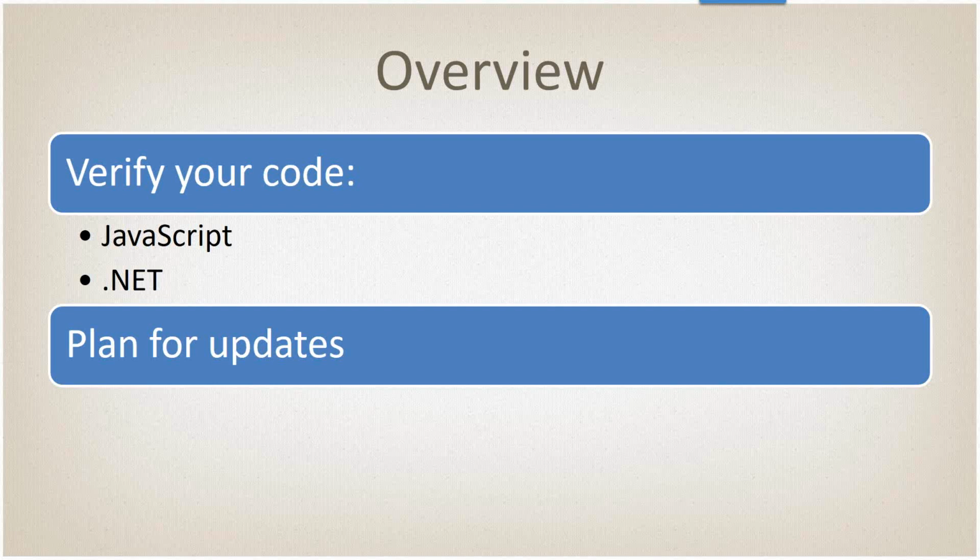So test out all your JavaScript. If you have .NET, any kind of components using .NET, you're going to have to test those out as well. We'll talk about both of those here in a second. And again, plan for the update. So if you have a sandbox on Online, you can upgrade that first, my understanding is, and then you can test everything out on that before you roll it out to production.